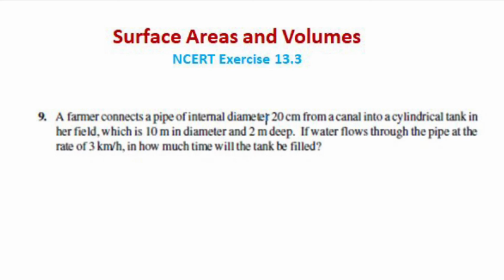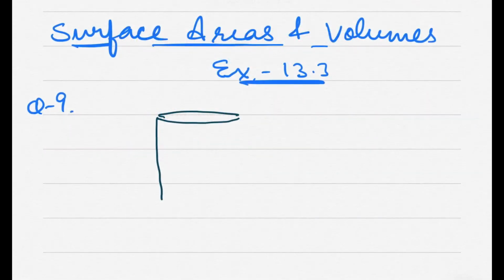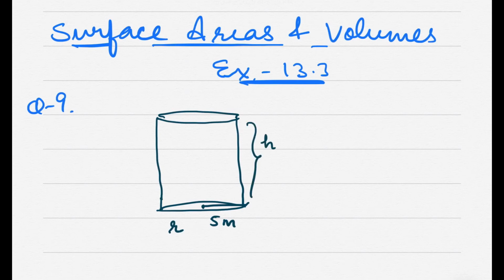so now if I want to draw, I can draw 2 cylinders, right? So this is my tank. Okay, so this tank is 10 meter in diameter, so this radius will be 5 meter, right?